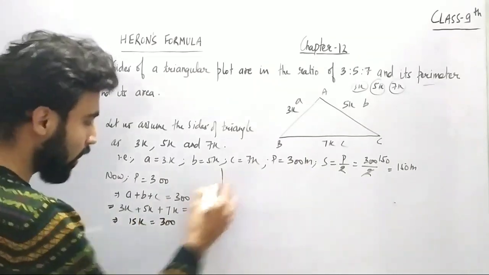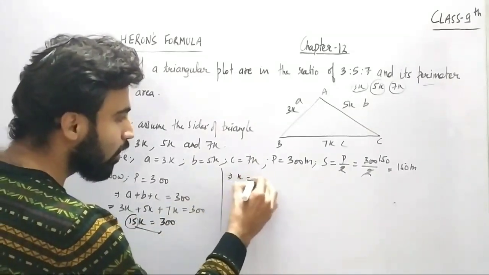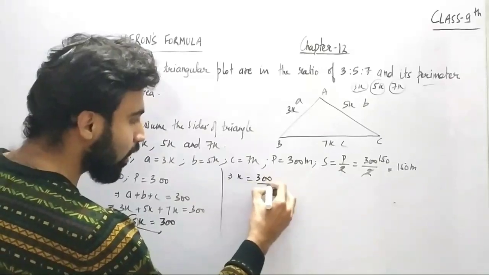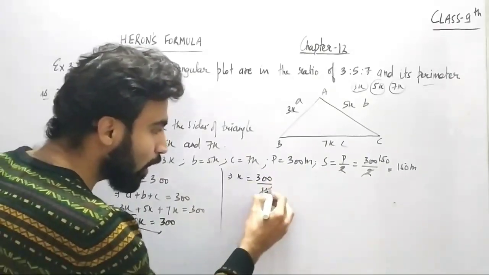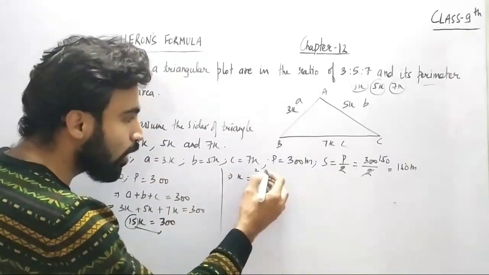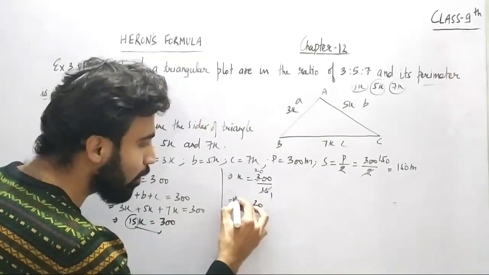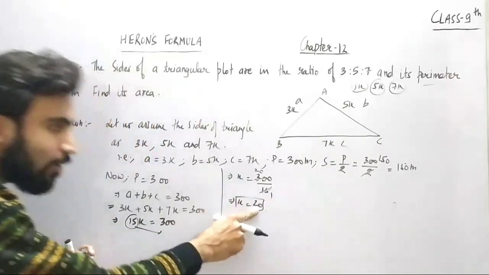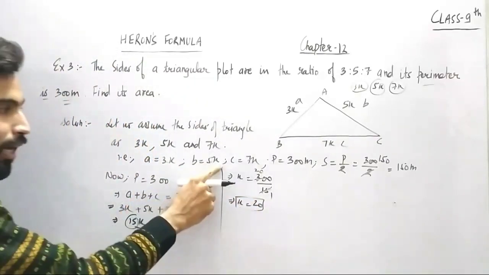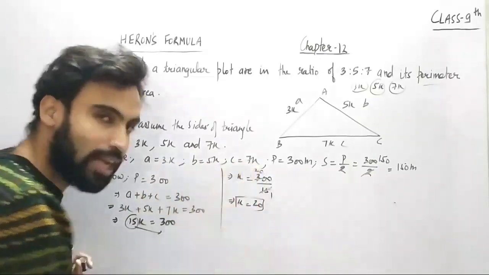So this implies 15x will be equal to 300. Now this 15, which is in multiplication, will go to the other side in division. So the value of x will be 300 upon 15. Now 15 ones are 15, 15 twos are 30, then this 0 will be as it is. So the value of x comes out to be 20. Now I will multiply this value of x, 20, with 3, 5 and 7, which gives me the three sides.